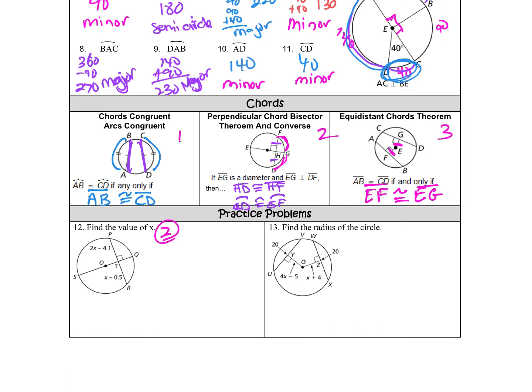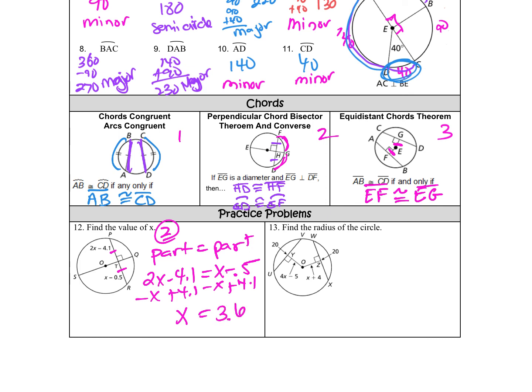So when I look at number 2 right here, I know that these two are going to be congruent to each other. So it's going to be part equals part. So I can sit back and say 2x minus 4.1 equals x minus 0.5. So I'm going to bring my x's over. I'm going to bring my number over. So it gives me x equals 3.6.